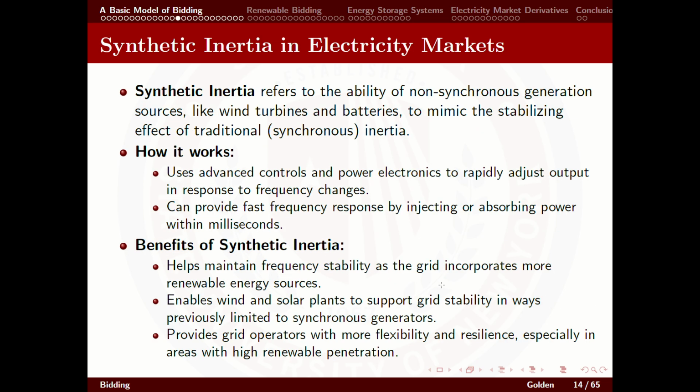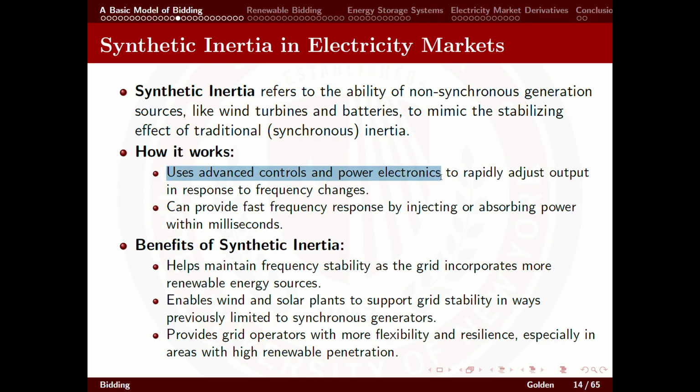Synthetic inertia refers to the ability of non-synchronous generation resources like wind turbines and batteries to minimize the destabilizing effect of losing traditional inertia. So this is the idea that now, even if we're not going to be able to dispatch a natural gas generator or coal generator to very quickly provide inertia, we can provide inertia in other ways, like by using a battery to very quickly spin a turbine. So how does it work?